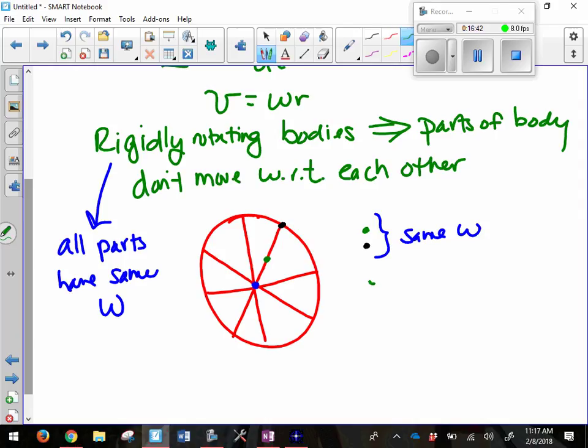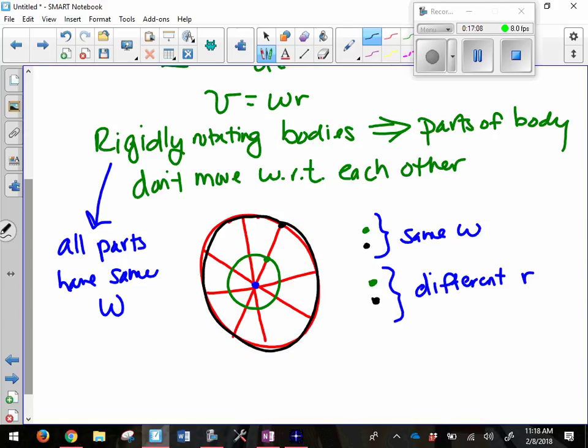But what's different for my 2 positions? They are at different distances from the center. So what that means is that they make different size circles with different circumferences.